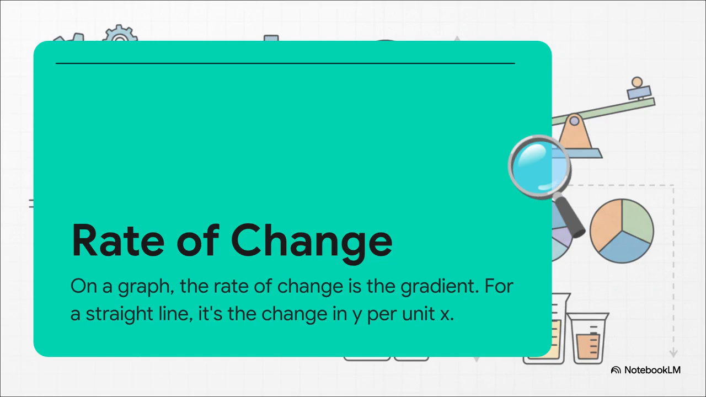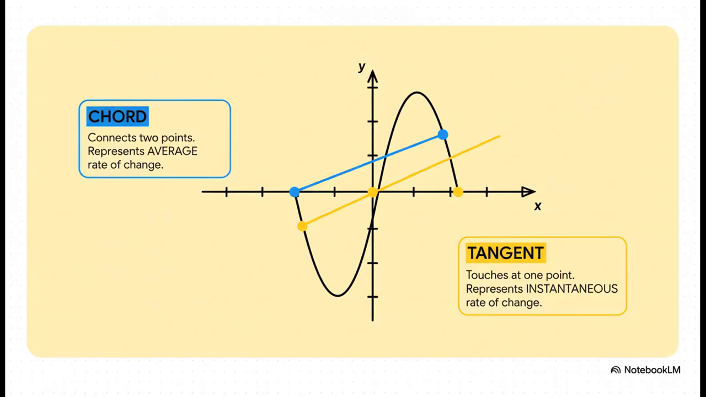It's all connected. But what about on a curve? On a curve, the steepness is always changing. So if the exam asks you for the average rate of change between 2 points, you draw a straight line, a chord, connecting them, and find the gradient of that line. But if it asks for the rate of change at one exact instant, you have to draw a tangent. That's a straight line that just kisses the curve at that one single point. Then you find the gradient of that tangent.